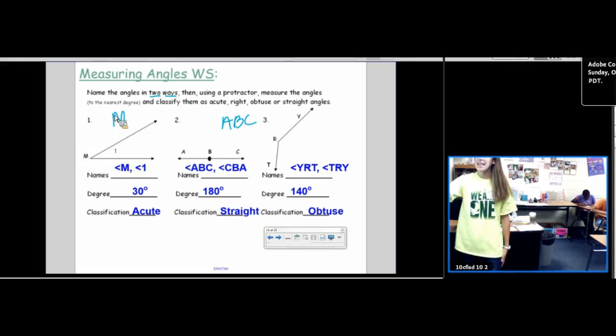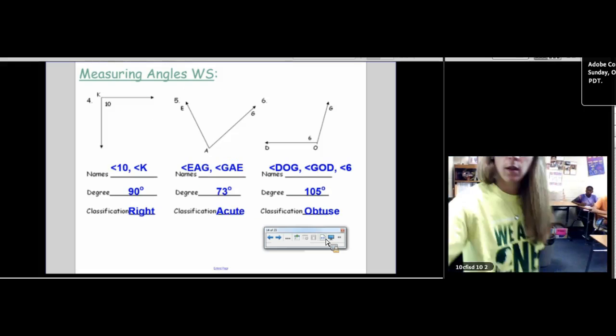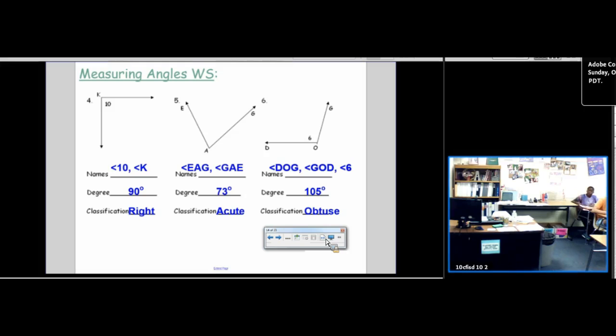Now, this one has the less than sign. I would rather have the angle sign from you guys, but sometimes the teachers don't know how to get the angle symbol on the keyboard, so that's why that's there. Answers to the back. Here you go. Can you check them, please? You've got to know if you got it right, because you're going to have a major grade on this next week.